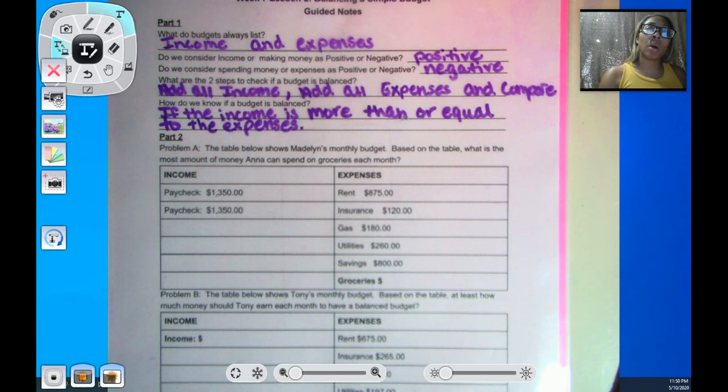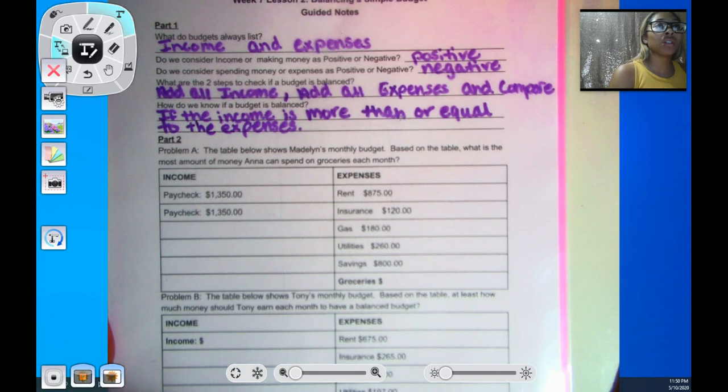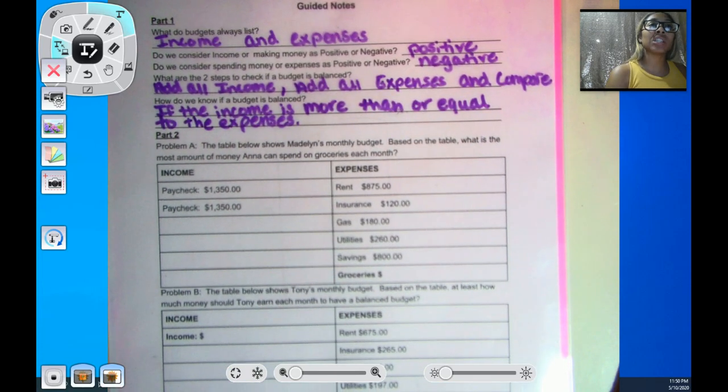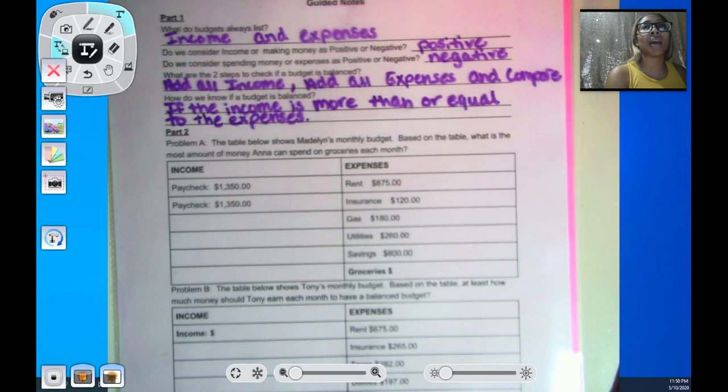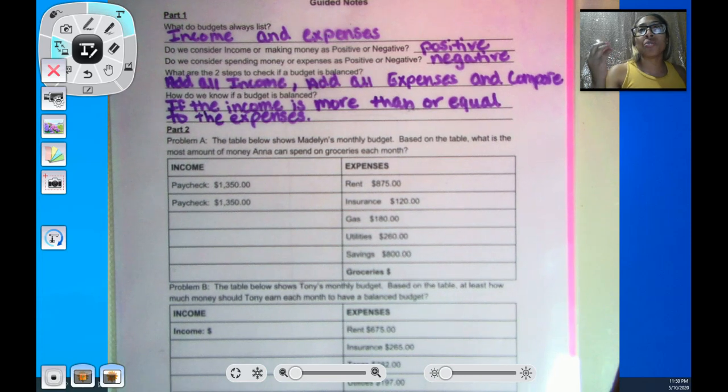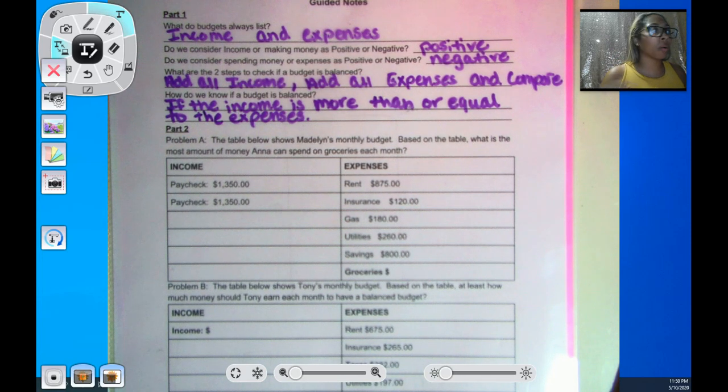Now we're going to apply that knowledge in part 2 on some questions that you might see on STAAR. So these are kind of STAAR-like questions. They're similar. So we're just going to look at a couple of questions and explore how we can apply that new budgeting knowledge that we just learned in part 1.